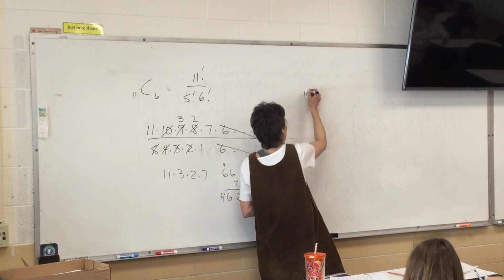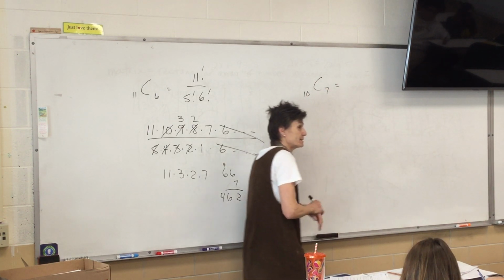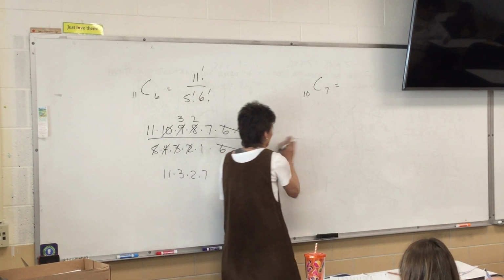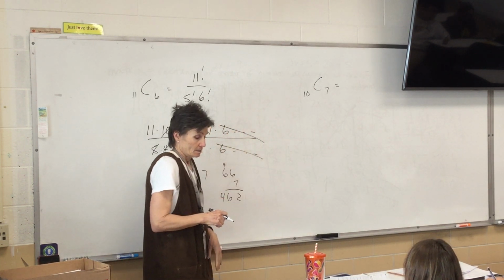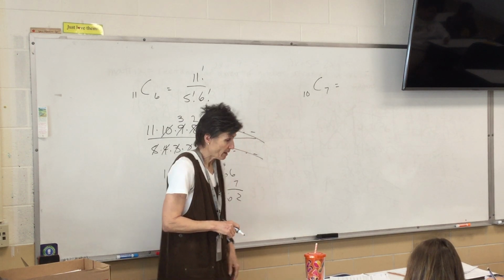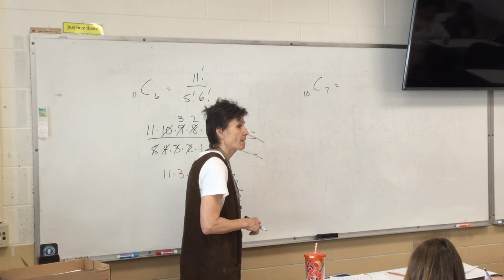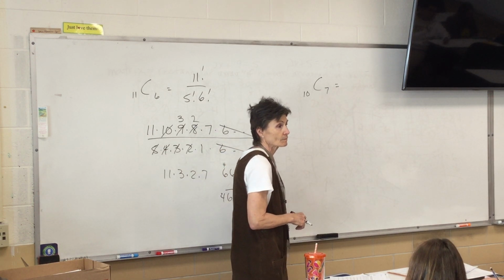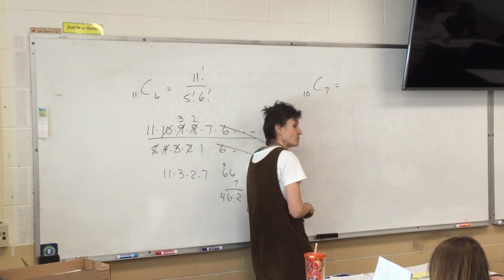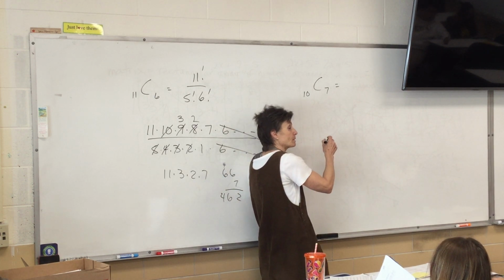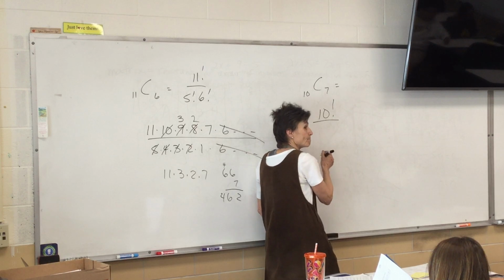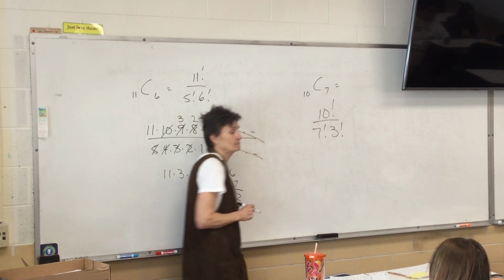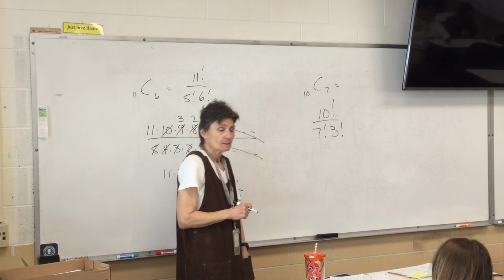Okay, 10C7, last one, then we're going to start some probability today. 10C7. Michael, can you figure this one out for me without a calculator? Start with the setup. Yep, that's right. What would the setup be? 10 factorial over 7 factorial and 3 factorial. Perfect. That is exactly right.